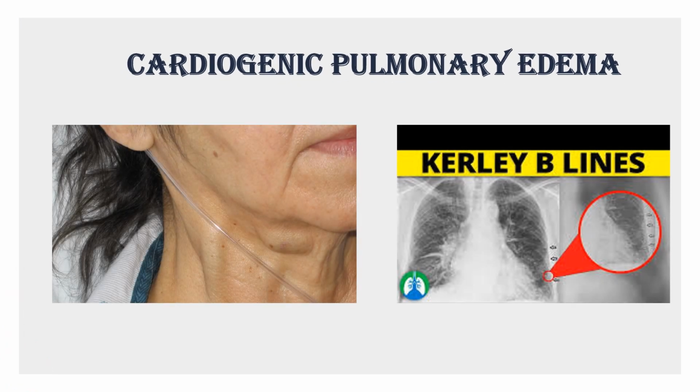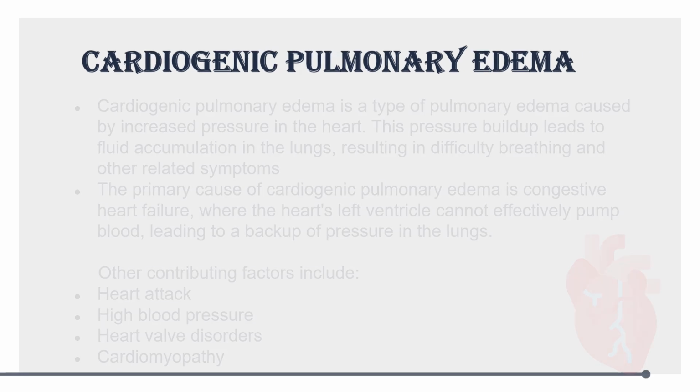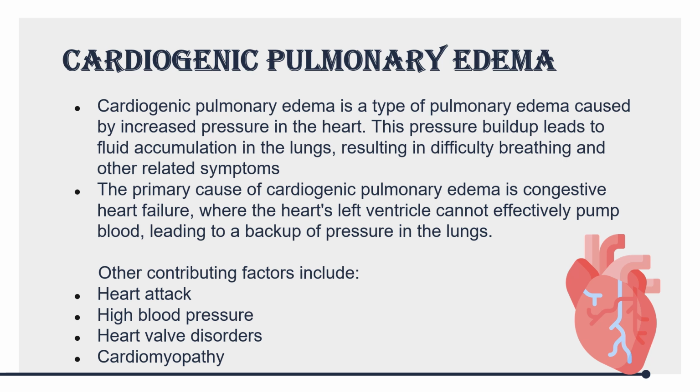Now in this slide, we can clearly see the jugular vein distension and Kerley B lines present on the chest X-ray of cardiogenic pulmonary edema, which is a type of pulmonary edema. In this condition, the heart fails to pump blood, leading to increased pressure in pulmonary blood vessels. This pressure causes fluid to leak from capillaries into the lung, air sacs, or alveoli.